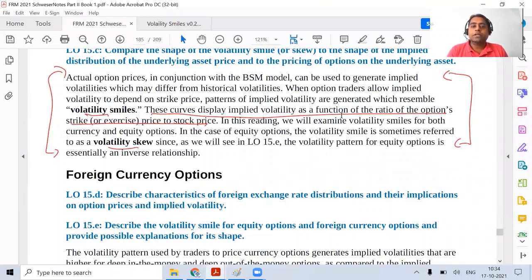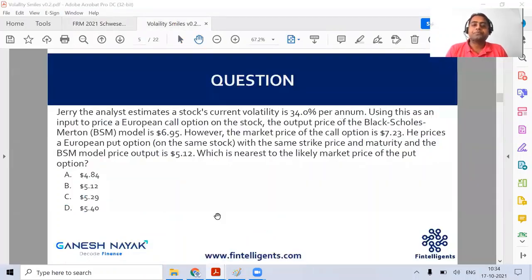I am assuming that everybody is with me till here. If yes, then let us solve this question.